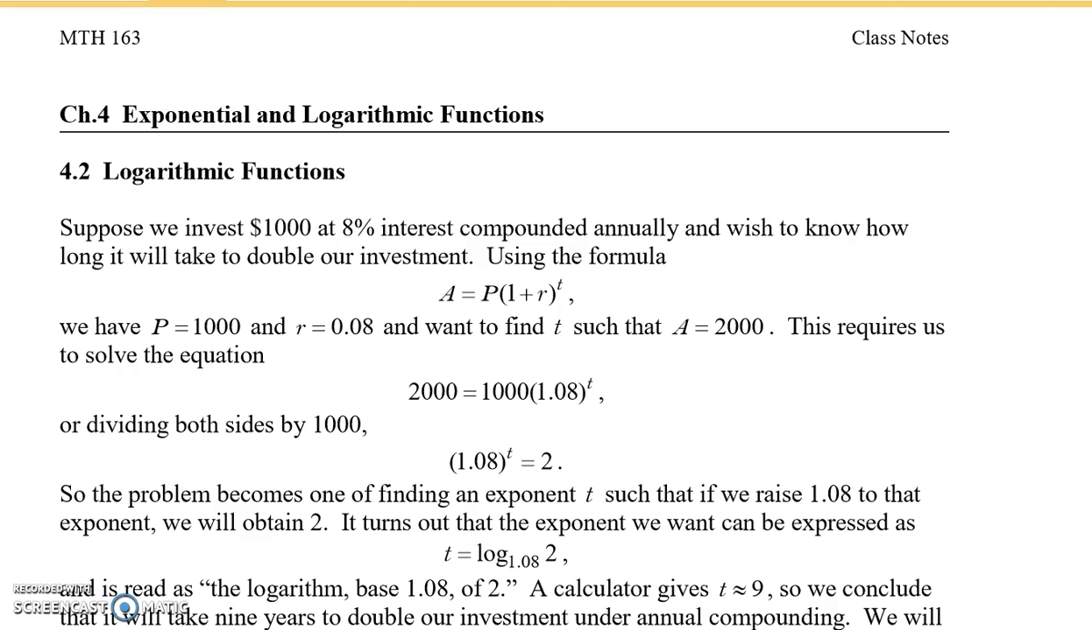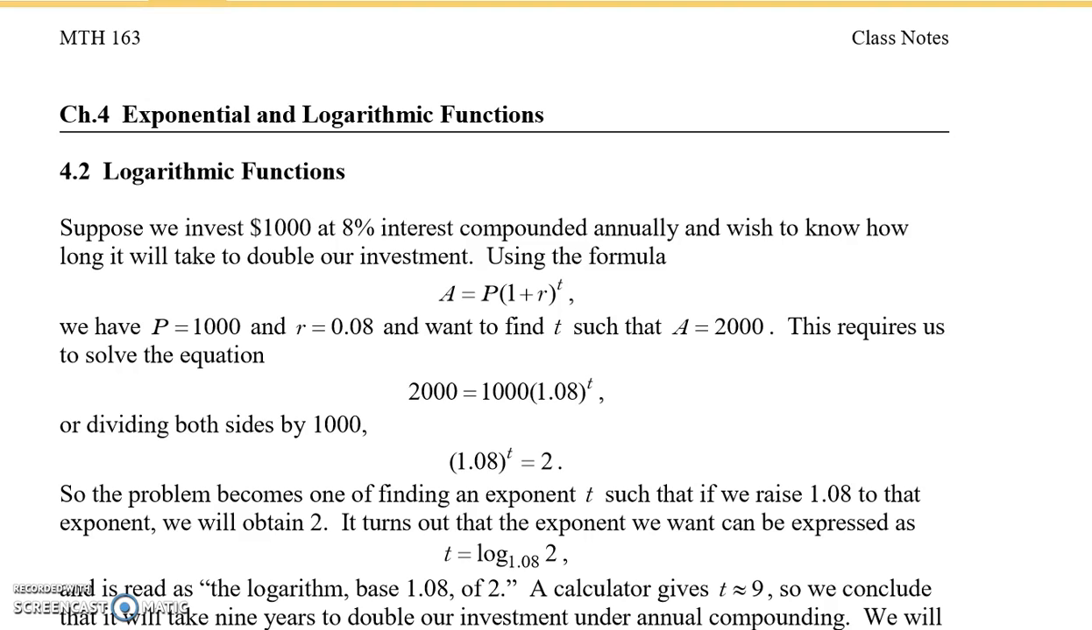Suppose we invest $1,000 at 8% interest compounded annually and wish to know how long it will take to double our investment. Using the formula A equals P times the quantity 1 plus R raised to the T power. This is the formula for annual compounding of interest from section 4.1. We have P equal to 1,000, that's our initial investment. R equals 0.08, that's our interest rate as a decimal, 8%.